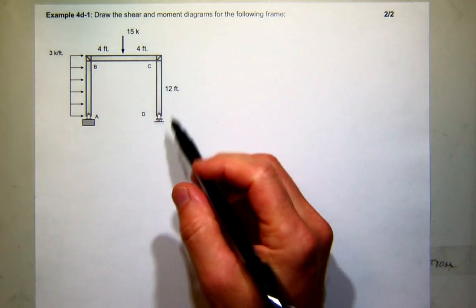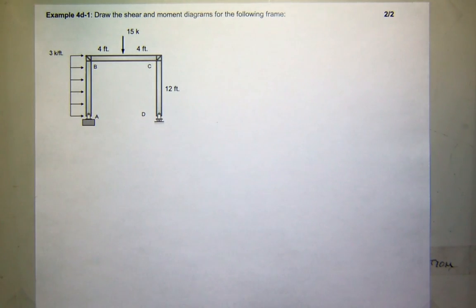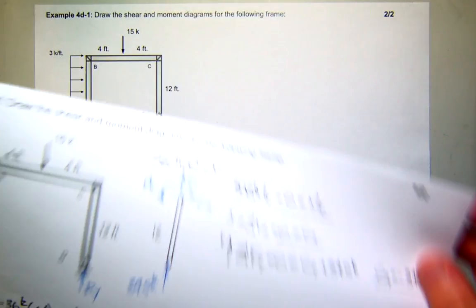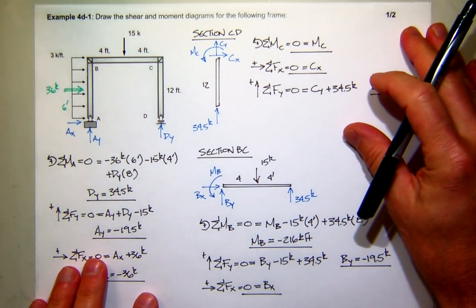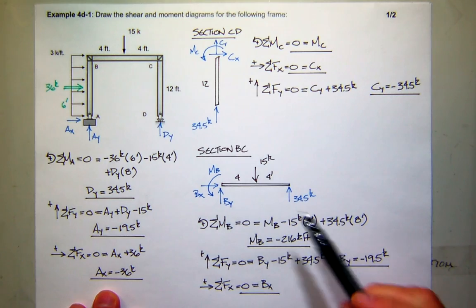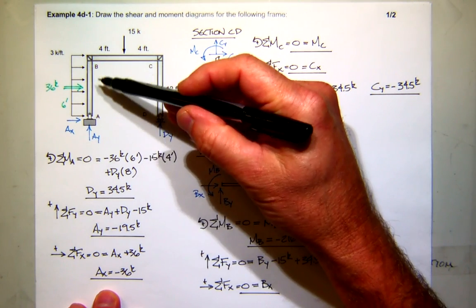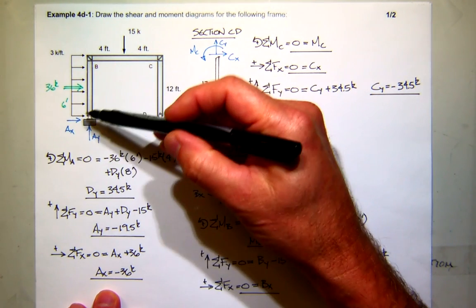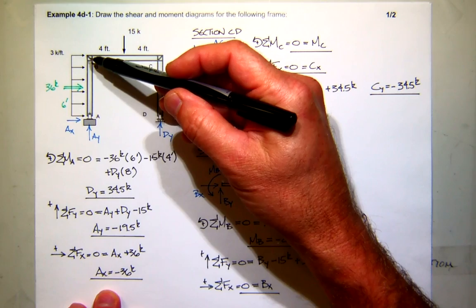Okay, so what we're going to do is we're going to finish this. I will slide this back over. This will be a little distracting on the video, but I wanted to just remind you of where we were before. So I'm going to start by drawing the shear moment diagram for section AB, so I'll need to know all these things at A and at B.